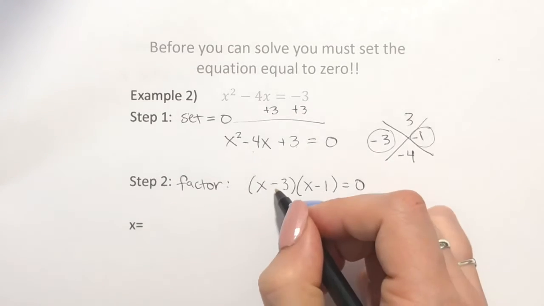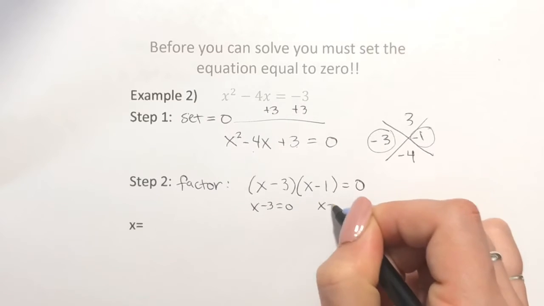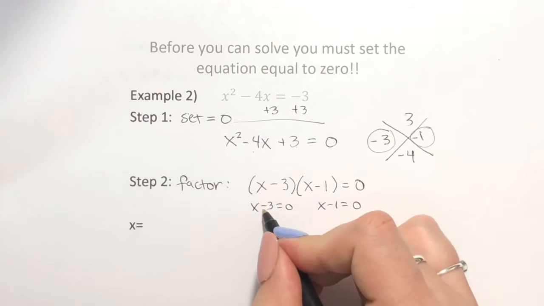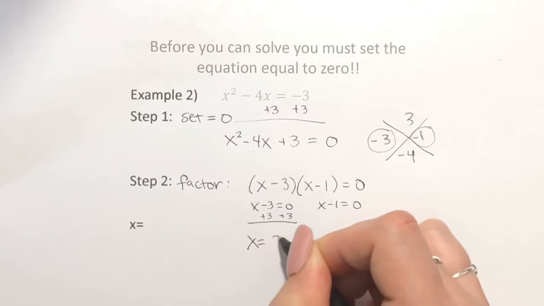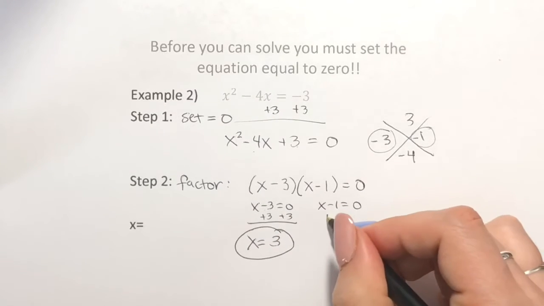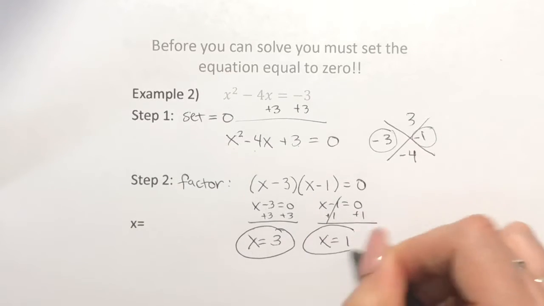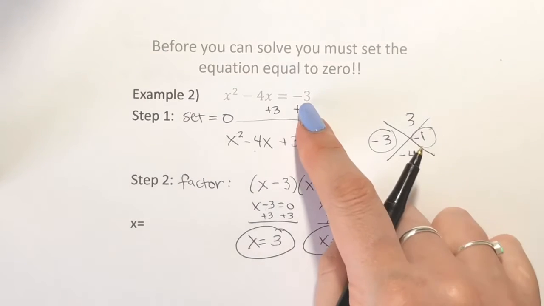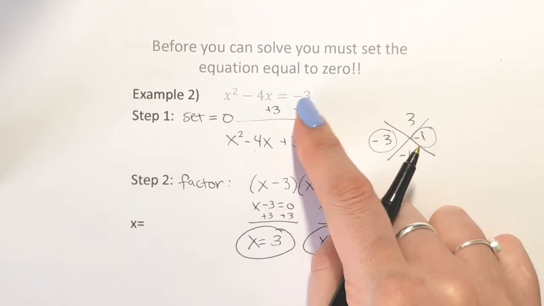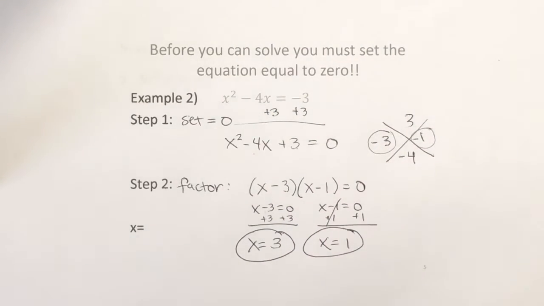And then now you do your zero product property, where you would set each equal to 0 and solve from there. So on this one, we would add 3 over. So we get x equals positive 3 as an answer. And this one you would add 1 over, so that we get x equals positive 1. And those are your two answers. But just make sure if there's a number on the other side of the equal sign, you need to move it over, and we have to have it equal to 0 in order to do the problem.